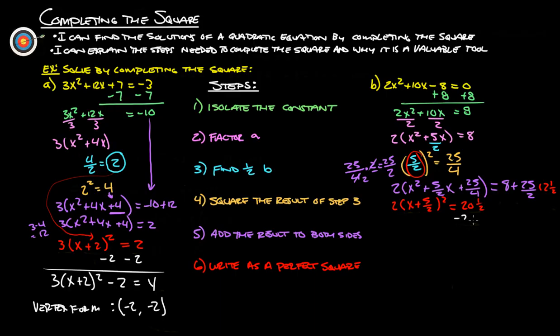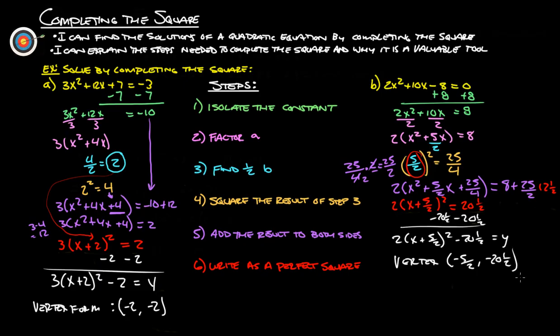Same idea here. If we subtracted 20.5 from both sides, we get 2 times x plus 5 halves squared minus 20.5 equals y. So the vertex here is going to be at -5 halves and -20.5. Okay? If you have any further questions on any of this, please feel free to ask in class.